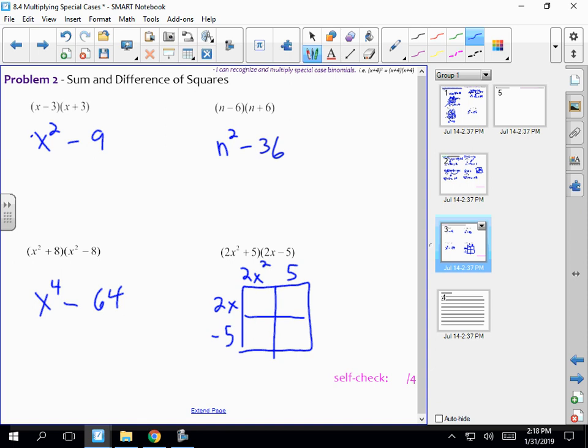So walk through this with me. You ready? 2x times 2x squared is 4x to the third. 2x times 5 is 10x. Then negative 5 times 2x squared is negative 10x squared.